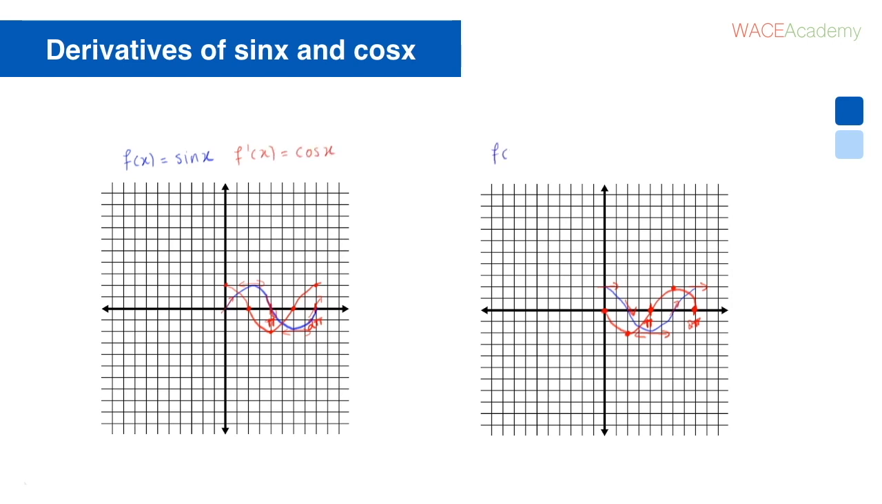Performing the same process with cos x quickly gives us the reflection of sine x in the x-axis. Otherwise, it gives us negative sine x. So hopefully you now have an intuition for these two very important facts, that if f of x is sine x, f dash x is cos x, and that if f of x is cos x, f dash x is negative sine x.